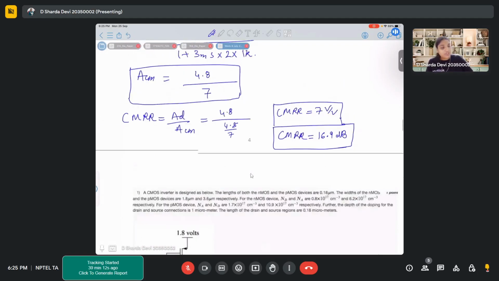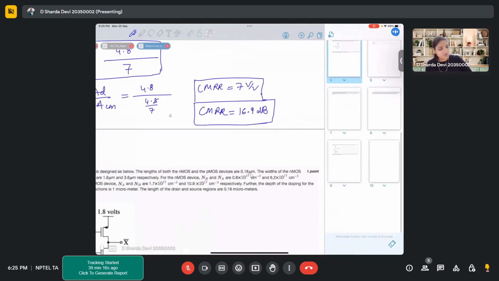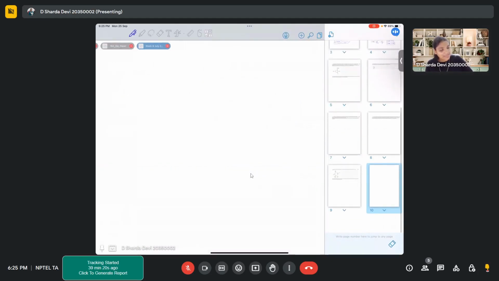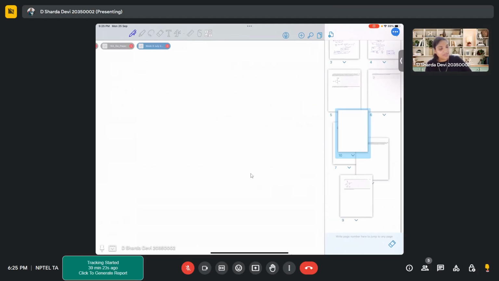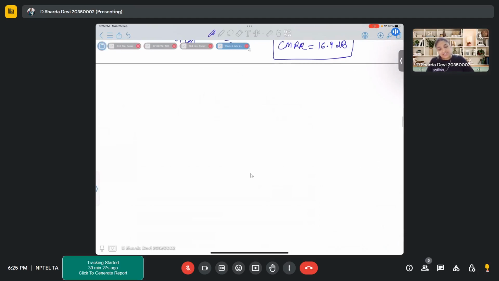Now, before moving on to the next set of problems, let's have a small discussion on capacitors, because the next set of problems that we'll be solving are based on capacitors. As we already discussed, in a MOSFET, let's say it's an NMOS, gate, drain, source, what are the capacitors that we have?